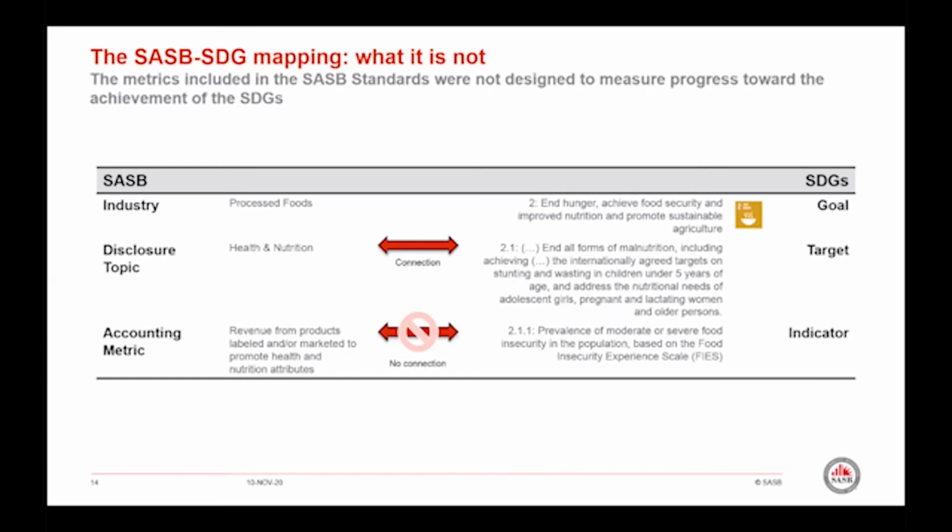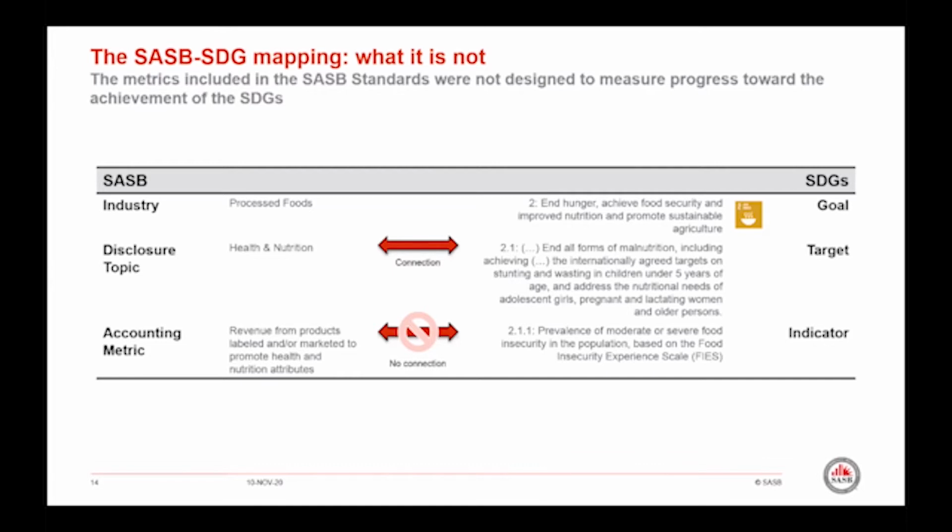There's no connection between that accounting metric from the SASB side and the indicator on the SDG side of things that reads prevalence of moderate or severe food insecurity in the population. So what this table is trying to convey is that the SASB standards might have connections at the disclosure topic level to the target SDG level, but the SASB standards, and more specifically, the SASB accounting metrics were not designed to measure progress towards the achievement of the SDGs.